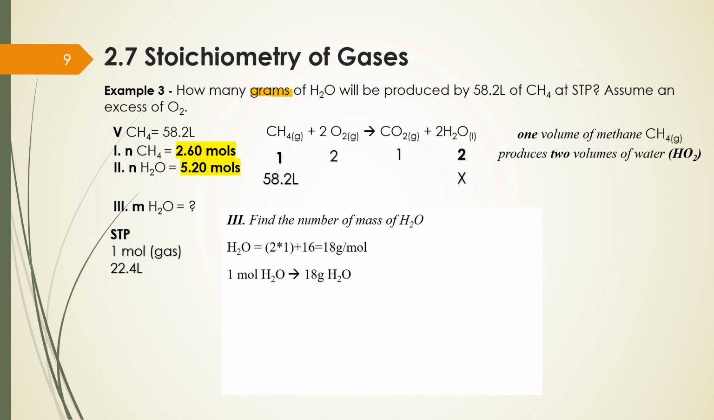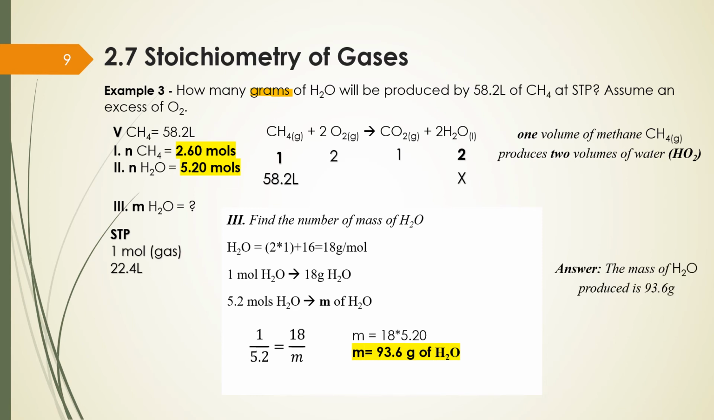And how many moles of water do I have here? 5.2. So 5.2 moles of water, and I want to calculate the mass. So 1 over 5.2 equals 18 divided by m. So m is equal to 18 times 5.2. So m is 93.6 grams of water. Okay, the mass. Okay, so the mass of water produced is 93.6 grams.